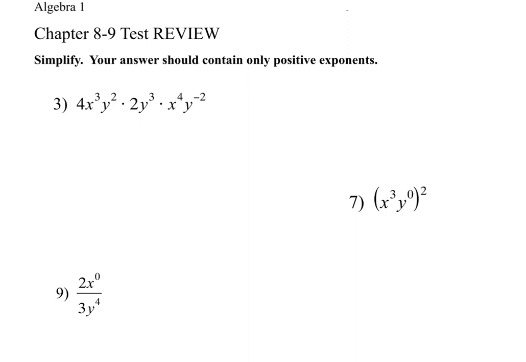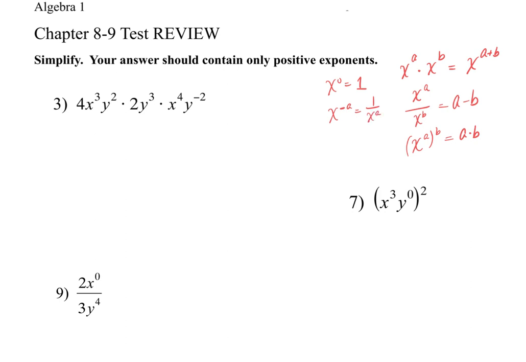Just the properties first. Remember, when you have like bases, whether they are numbers or variables, when you are multiplying like bases, then you add their exponents. When you are dividing like bases, then you subtract their exponents. When you are taking a power to a power, you multiply those. And then some special ones. Anything to the 0 power is 1. Anything to the negative power is the same thing as doing the reciprocal of it. All right, so those are your properties there.